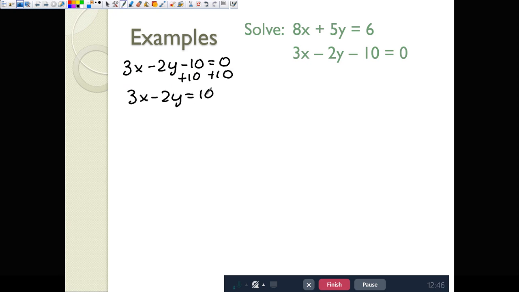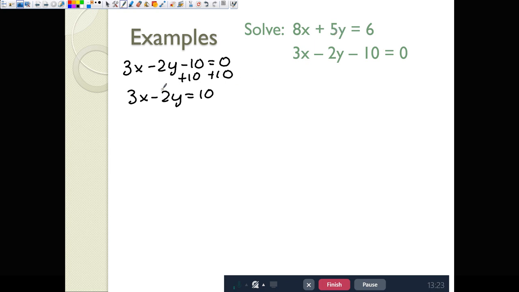Okay, so I have a 3x and an 8x. Are those opposites? No. I have a negative 2y and a 5y. Are those opposites? They're opposite signs. Are they opposite numbers? No. But they do have opposite signs. So I can multiply both of my equations by a value to get them to be the same opposite numbers. So what can I multiply? I can multiply 5 by 2 and 2 by 5.